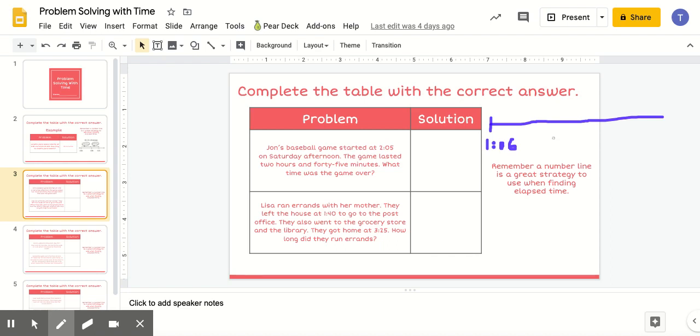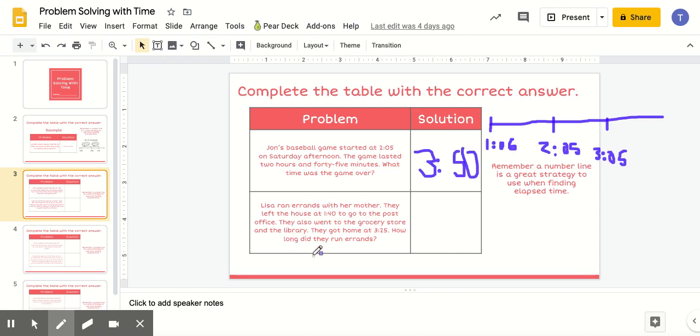Well, 1:05, and then 1 hour would be 2:05. And then 2 hours would be 3:05. And I still have 45 minutes. So if I add 5 plus 45, my answer is 3:50, because 45 plus 5 is 50. So your answer for the time that his baseball game ended was 3:50.